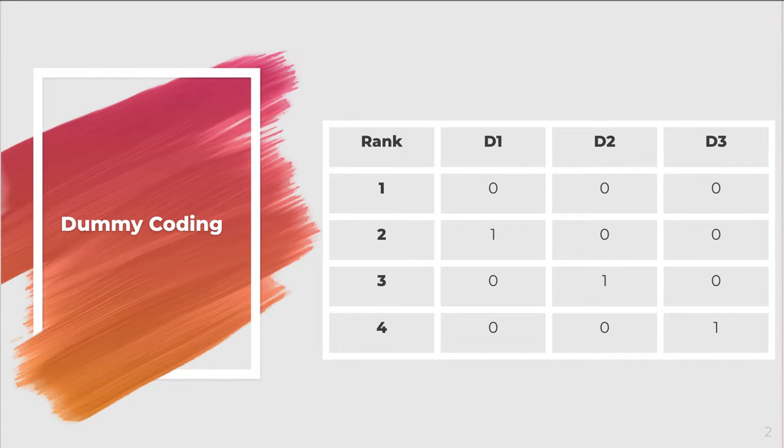For all but one of the levels of a categorical variable, we can create a new variable that has a value of 1. For example, for D1 here, rank 2 has a value of 1, and D2 and D3 have a value of 0. One level of the categorical variable is coded as 0 in all the new variables. So rank 1 here, 0, 0, and 0, is the reference or base level, the level to which all the others are compared. In this case, 1 is the highest and 4 is the lowest.